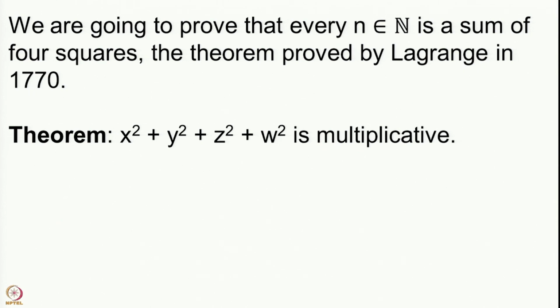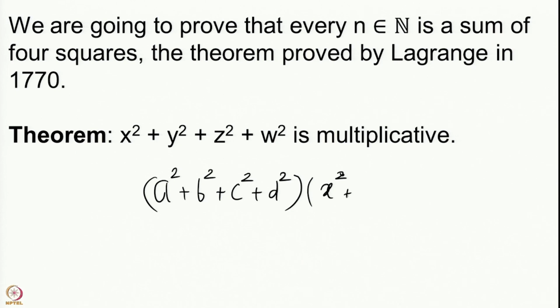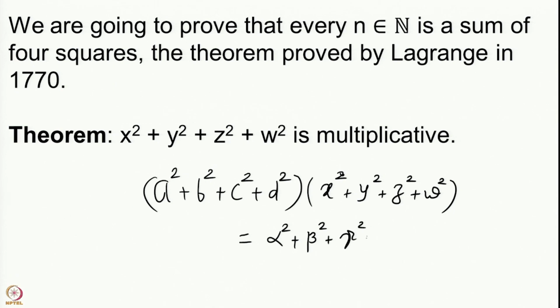That means if we take two numbers which are sums of 4 squares, so suppose we have a square plus b square plus c square plus d square and we multiply this by x square plus y square plus z square plus w square, then this is again a sum of 4 squares, alpha square plus beta square plus gamma square plus delta square.